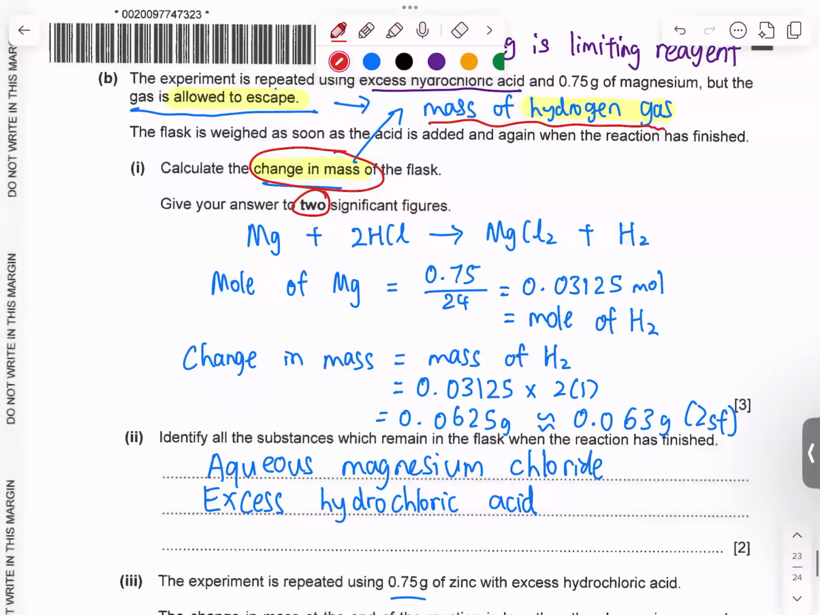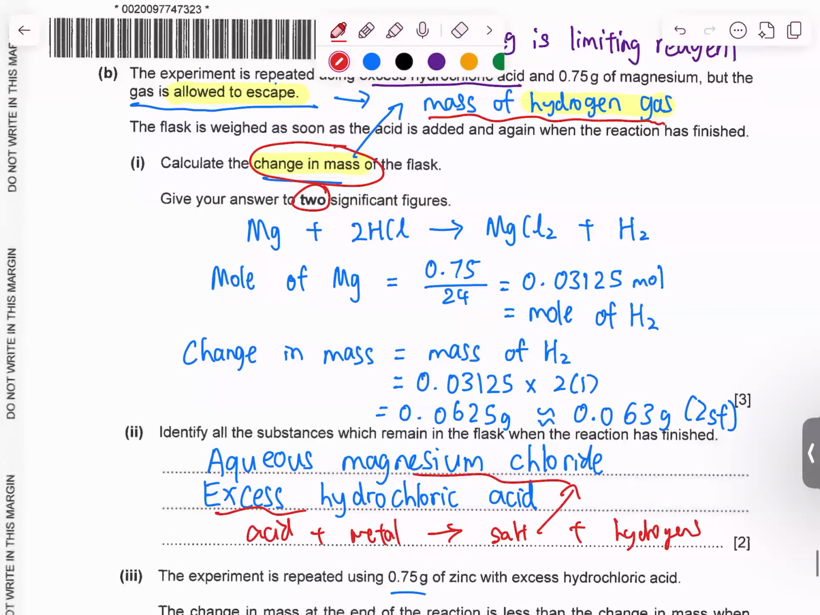Okay, so aqueous magnesium chloride, which is your salt, because acid plus metal gives me salt and hydrogen gas, right? So your salt is your magnesium chloride, and then of course excess HCl.